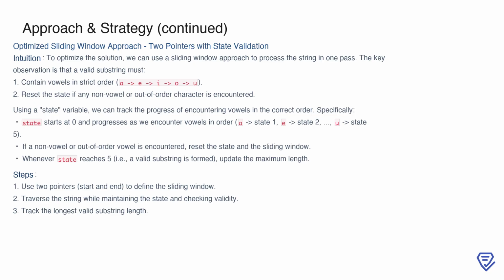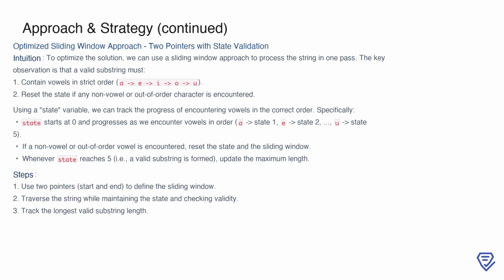This method leverages 2 pointers and a state tracking variable to process the string in a single pass. The key insight here is that a valid substring must contain vowels in strict order, a, e, i, o, u. If the order is violated or a non-vowel character is encountered, the state and sliding window are reset. The state variable is used to track our progress through the vowel sequence. For example, encountering a sets the state to 1, e advances it to 2, and so on, until u completes the sequence at state 5.